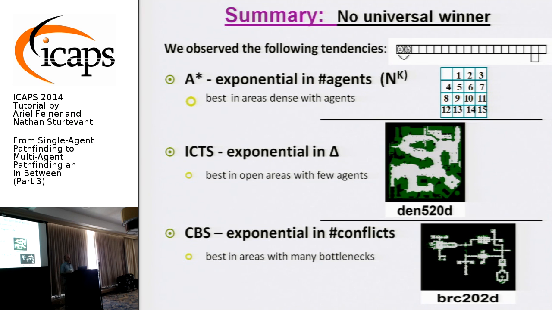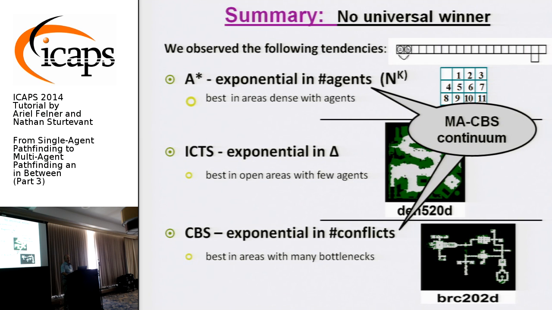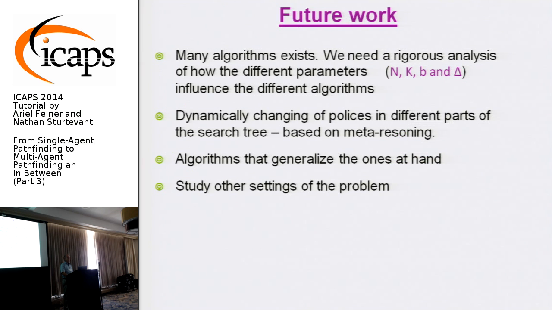At least in exponential, for optimal solutions, we have seen that A star is exponential in the number of agents, and it is best in areas dense with agents. So versions of the tile puzzle will be solved faster by A star variants. ICTS, which is exponential in delta, will be best in open areas with few agents. CBS will be best in areas with many bottlenecks, but there is no universal winner, and MACBS is sometimes a kind of continuum.